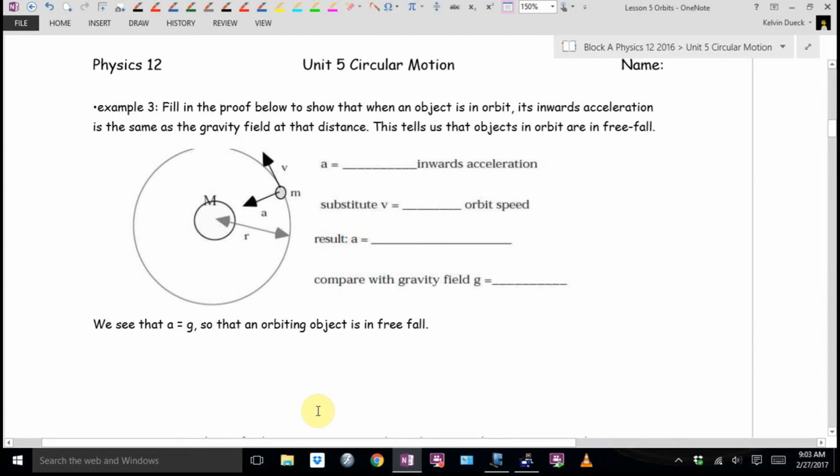Example 3 says, fill in the proof below to show that when an object is in orbit, its inwards acceleration is the same as the gravity field at that distance, which tells us that objects in orbit are in free fall. Say, what? Well, I wrote down here A equals blank. How about V squared over R? That's your inwards circular acceleration. But then it says substitute V equals, what did we say orbit speed was? We said it was the square root of big G, big M over R.